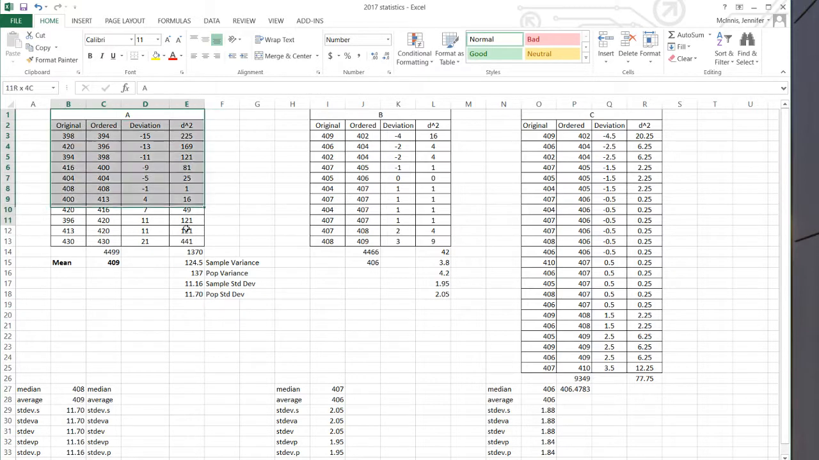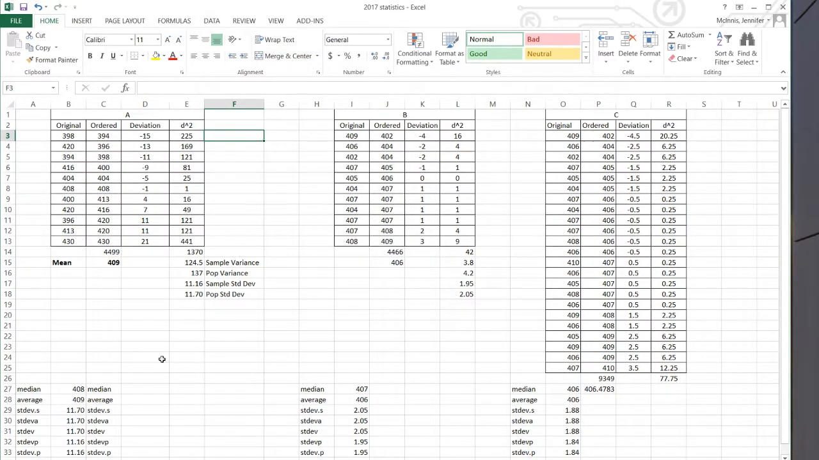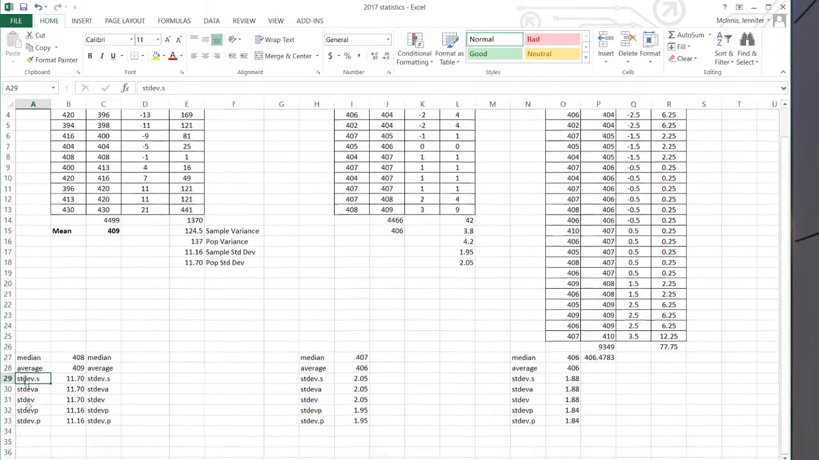So using this data set right here, we can compare it to Excel's built-in statistical analysis. The median would have been the center value of all of these data points. That's value number 6 here, so that's 408. To get the median in Excel, I simply type median, open paren, the range, close paren. The average is what we call the statistical mean, so the command for that is average. And I've put the commands over here to help.